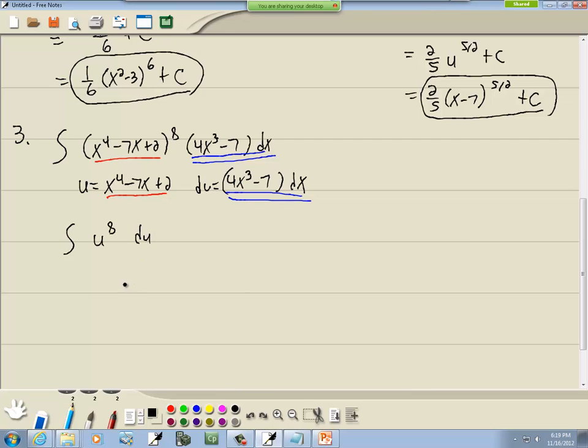And now we got a variable to a power, so we'll add 1 to our power, divide by our new power. So we got u to the 9th over 9 plus c. And I'll take that 9, put it out in front as 1/9. And we got u to the 9th. And u we said was this. So we got x to the 4th minus 7x plus 2 to the 9th power plus c.